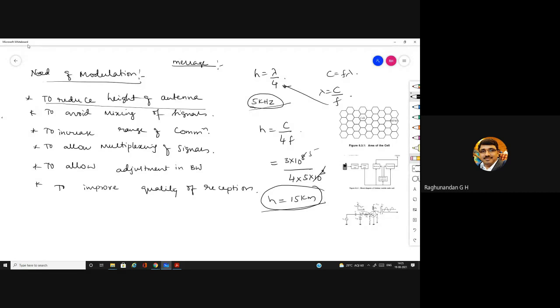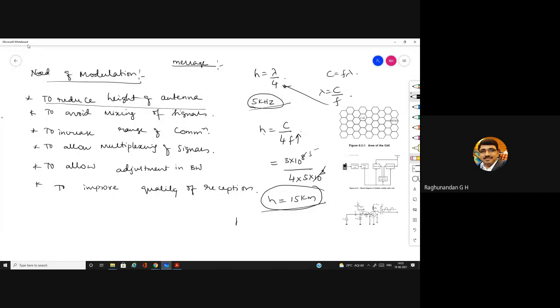No, sir. So 15 kilometers, just imagine: if I tell you 100 meters of height, for 15 kilometers that much height, your antenna should be kept at that top. Then only you can receive this 5 kilohertz message signal. So that's why, from this formula, you can see that the higher the frequency, what will decrease?